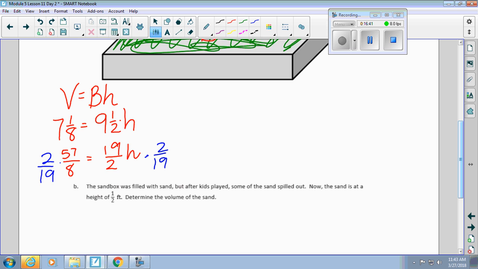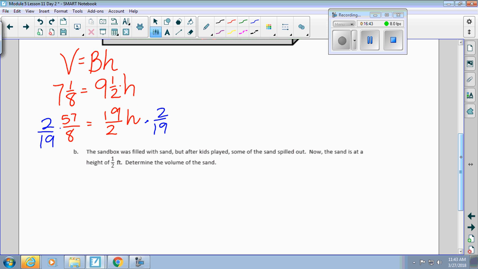This is where a lot of cancellation goes on, right? So if you have numbers diagonal like this, 19 and 19, we can simplify before we multiply, right? They cancel each other out. This 2 and this 2 will cancel each other out. So now we're left with h equals 2 19ths times 57 eighths. All right, so again, we're going to look diagonally, in this case here and here, to see if there's anything we can simplify.